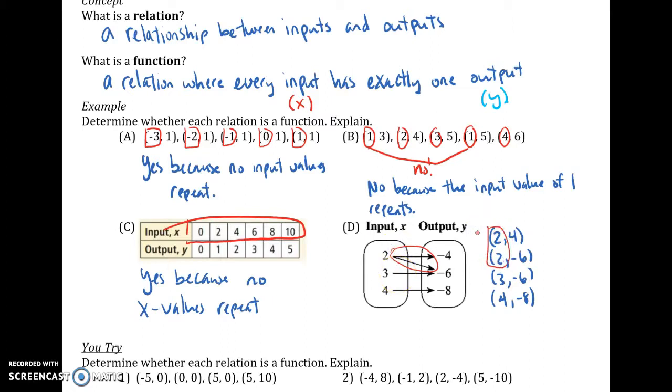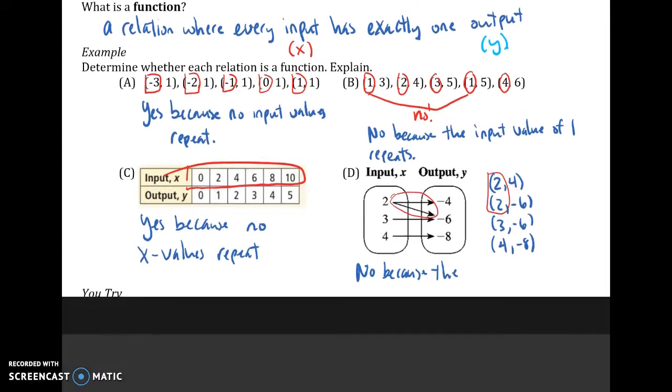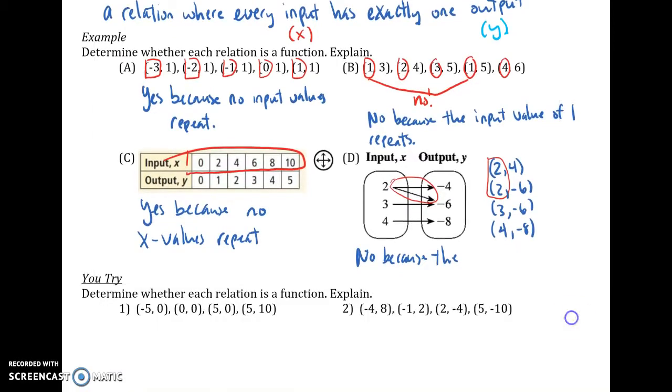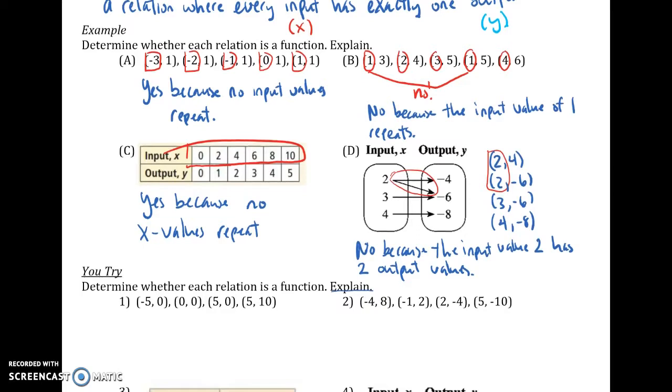So is this a function? No, right? No, because the input value 2 has 2 output values, right? Or something along those lines. So go ahead and try 1, 2, 3, and 4 and try to figure out which ones are functions and which ones are not, and make sure you explain. Tell me why or why not.